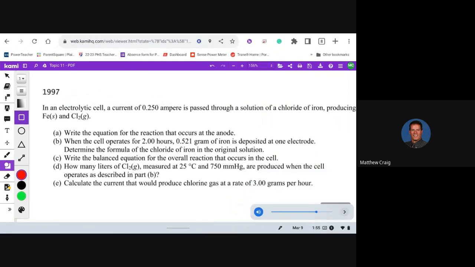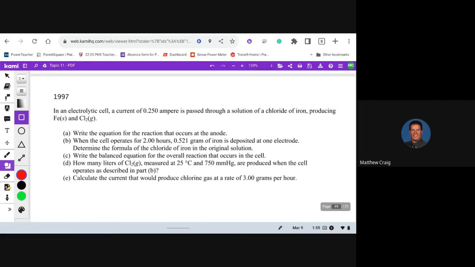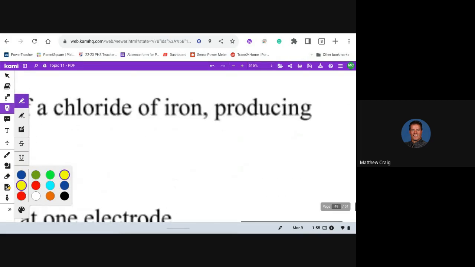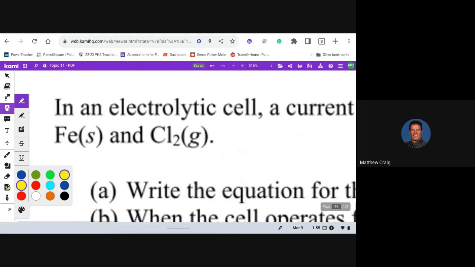All right. 1997. In an electrolytic cell, a current of 0.25 ampere is passed through a solution of chloride of iron, producing iron and chlorine. Okay. So is this a single chamber or a double chamber? Single. So it's electrolysis. Also, what you may have overlooked is this word right here, producing, and these things here.